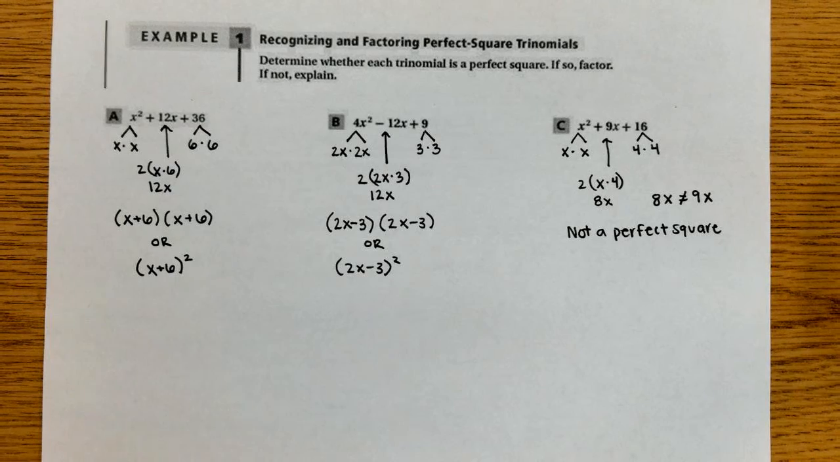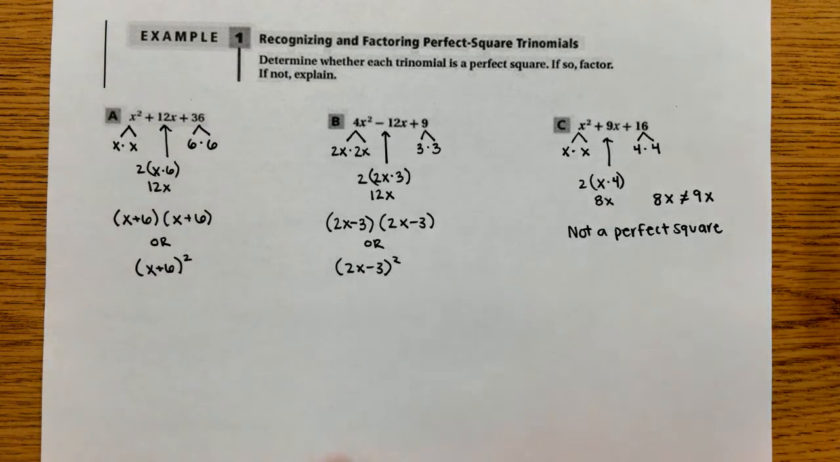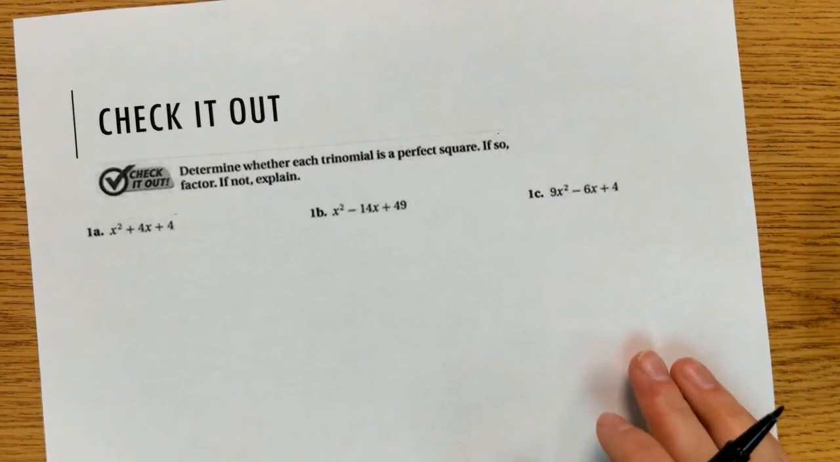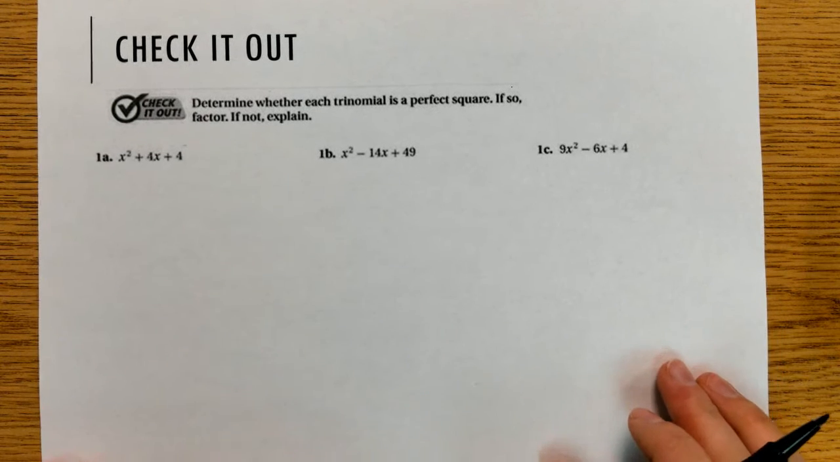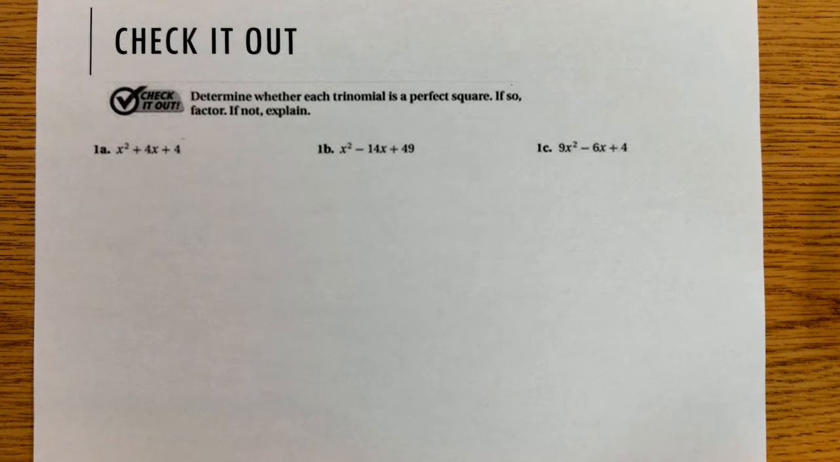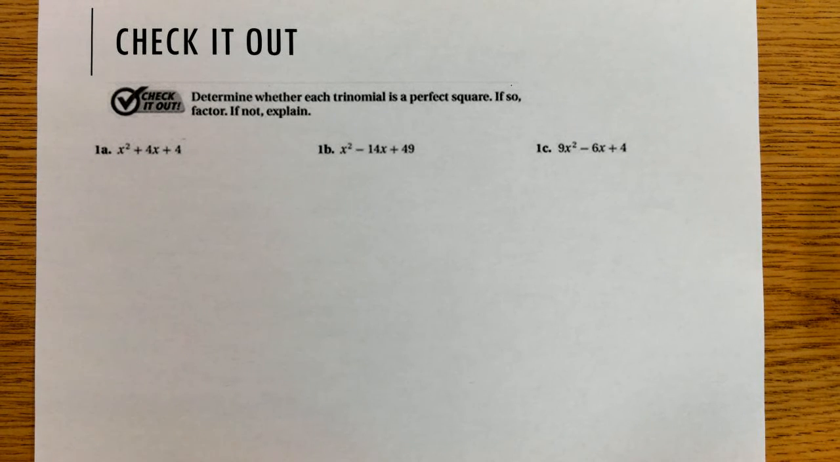So that is how you do example 1. So now there are 3 check it out problems for you to do. You're going to determine whether each trinomial is a perfect square. If so, factor. If not, explain. So go ahead, take a moment, pause the video, and then resume when you're ready to check your answer.